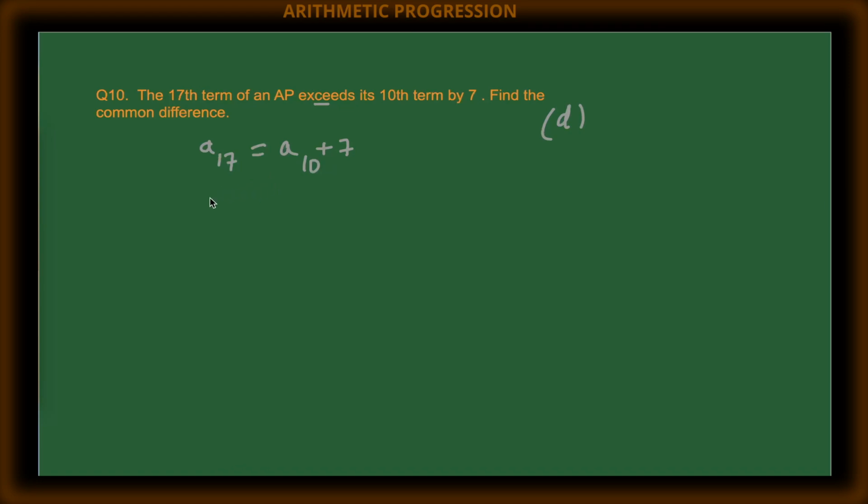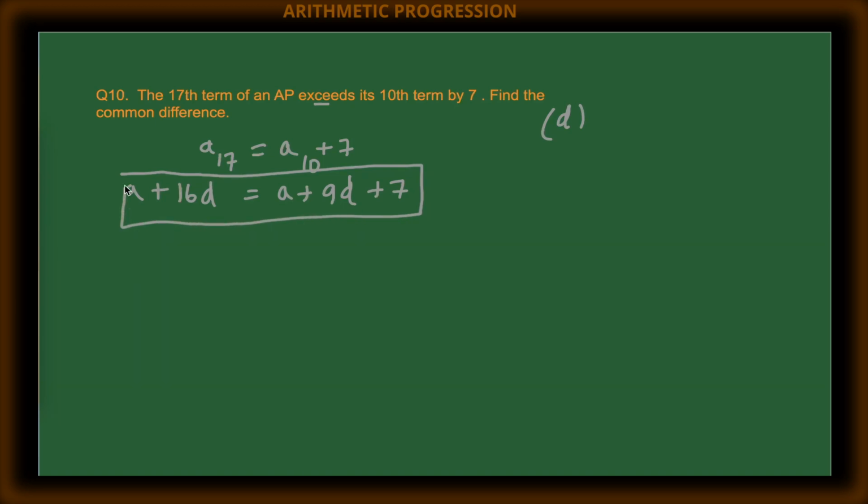So now we know how to sort this. We can put A17 as A plus 16D and A10 as A plus 9D, and we have plus 7. So this is the equation which has been formed from this question. If we solve this, we should be able to get our D. Okay, let's try to solve it. A plus 16D equals A plus 9D plus 7.